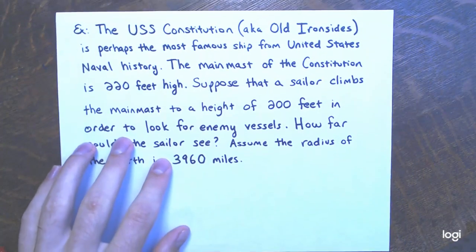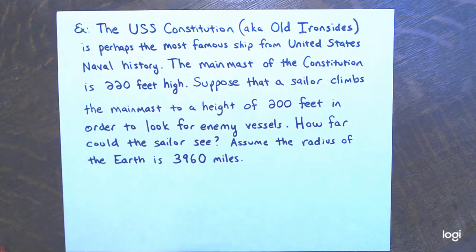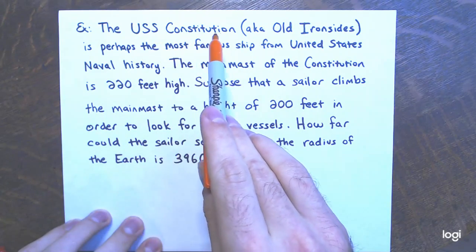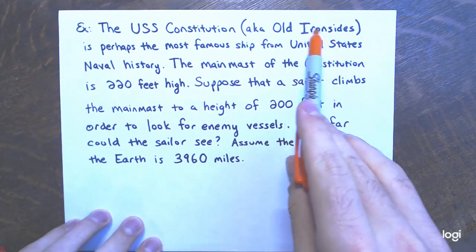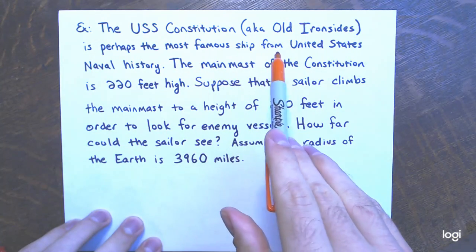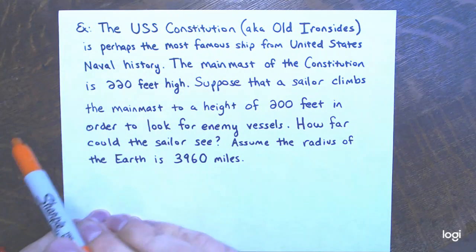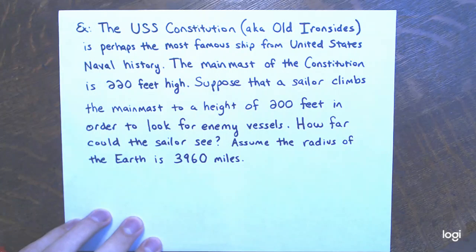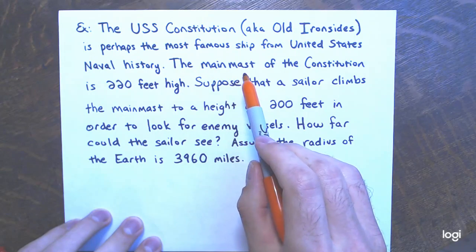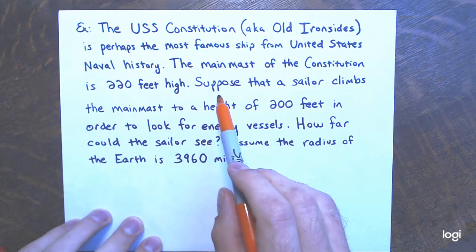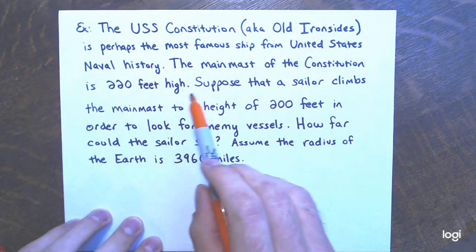So I pulled this from some intermediate algebra textbook. So bear with the length here. A little word problem. So first, just a bit of information. The USS Constitution, aka Old Ironsides, is perhaps the most famous ship from United States naval history. And if you'd like to learn more, look it up. Google the USS Constitution, Google Old Ironsides, and read about it if you want. The main mast of the USS Constitution is 220 feet high. All right, so a little bit of information about the ship.